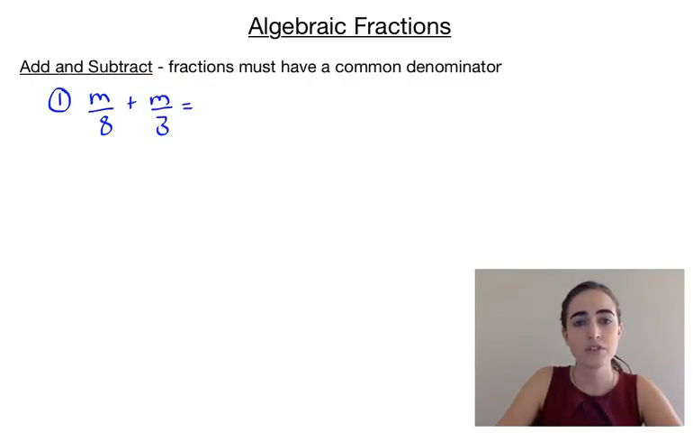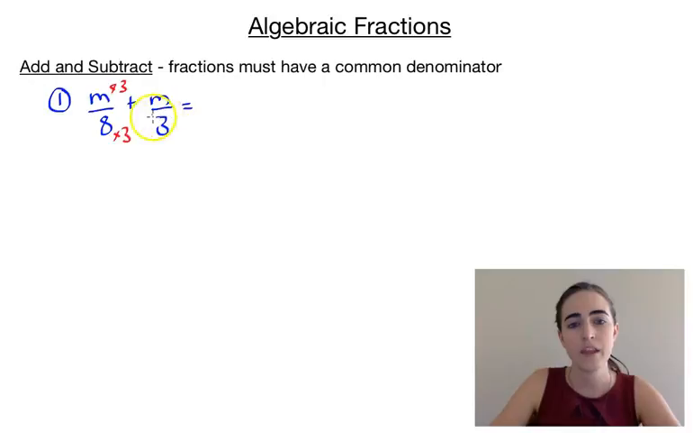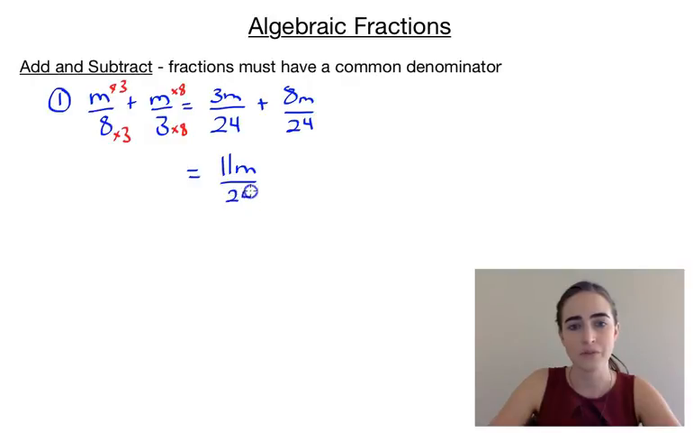So to make them have a common denominator, we need to find the lowest common multiple of 8 and 3, which will be 24. So we'd have to multiply 8 by 3 to get to 24, so we'll have to do the same thing to the numerator. And this fraction will have to multiply the top and the bottom both by 8 to get a denominator of 24. So that'll end up with this first fraction, we'll have 3m over 24. And with our second fraction, we'll have 8m over 24. And when we add those together, the 3m plus 8m will end up giving us 11m over 24.